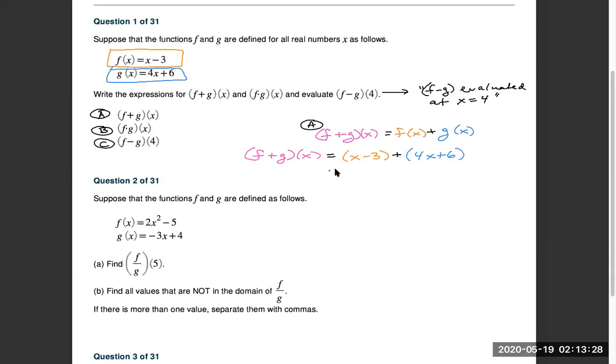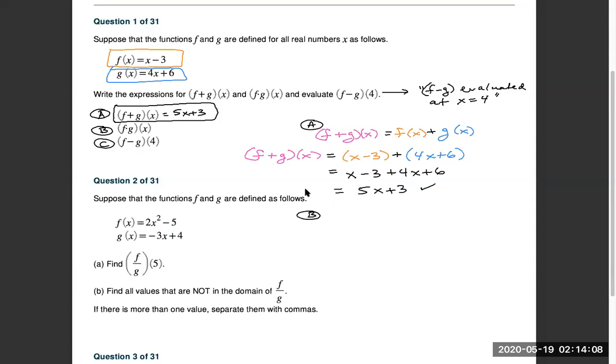Okay, so now keep your equals here. What you're going to do is just drop your parentheses for the first bit and then distribute appropriately. This is a plus, so we're just going to drop parentheses on the second factor too. And then combine like terms. So we have 5x plus 3. Okay, so for this first box here, 5x plus 3.